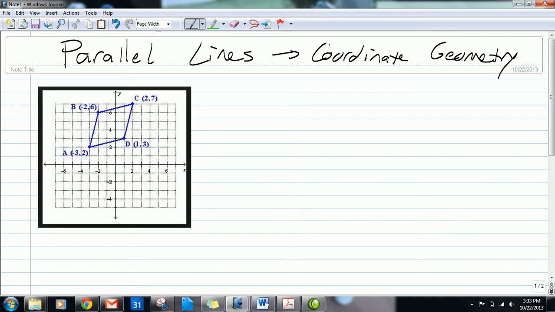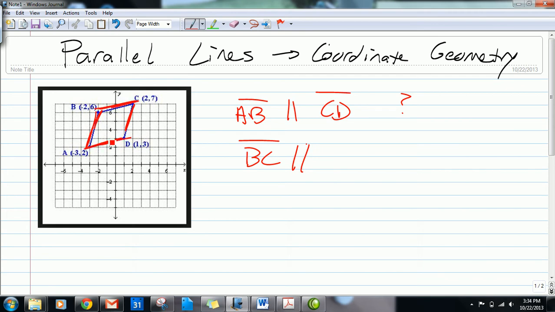So, that said, we can look at this diagram here, and some things we can think about will be later parallelograms. And so parallelograms have parallel lines, both opposite sides parallel. So my question for this is, is AB parallel to CD? Right? Or how about BC, the other two, are they parallel? BC, is that guy parallel to AD?